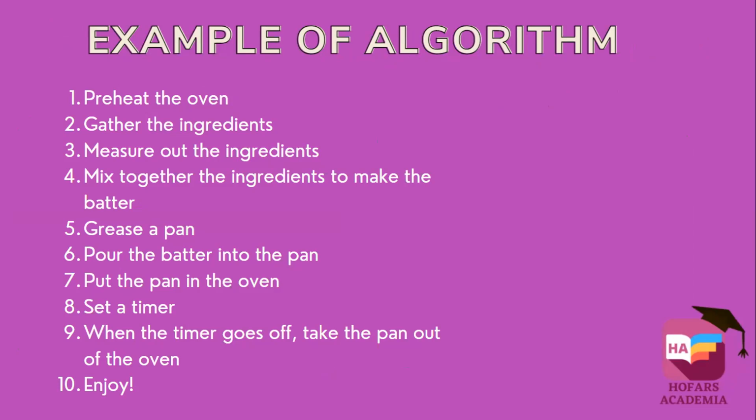Then you will take your pan, you will grease it. Then you will pour the batter into the pan. You will put the pan into the oven, which has already been preheated. Then you will set the timer, and when the timer goes off, take the pan out of the oven and then you can enjoy your meal. So this was the very basic example of algorithm.